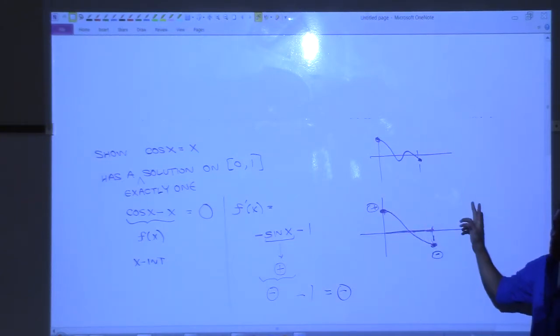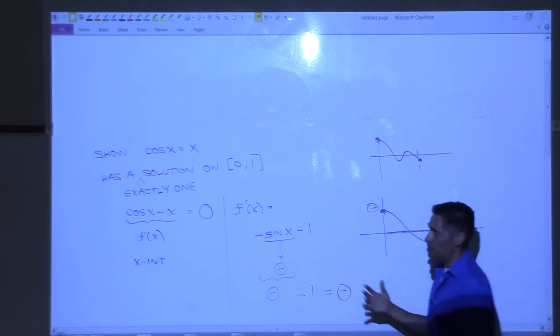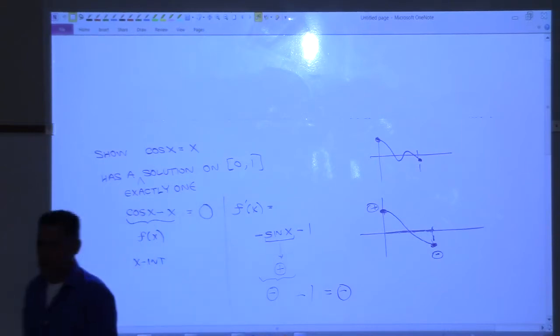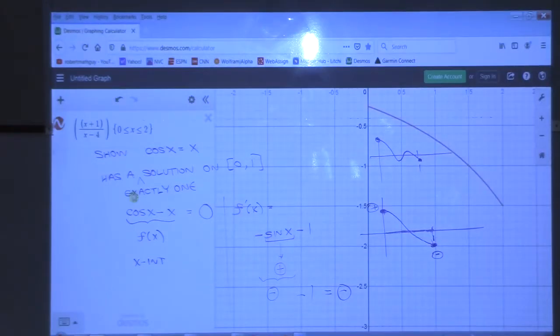Now, later on it does, okay, but the most it ever does is get to 0. I'll graph cosine of x minus x. It's an interesting function. I'm just going to graph the whole thing. Cosine x minus x.